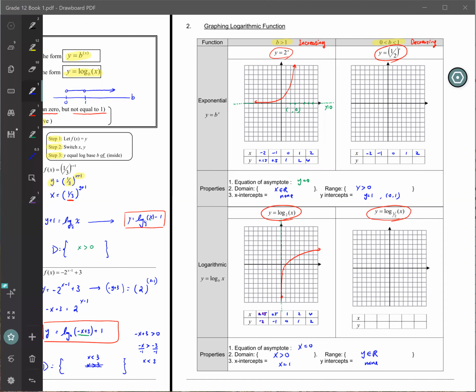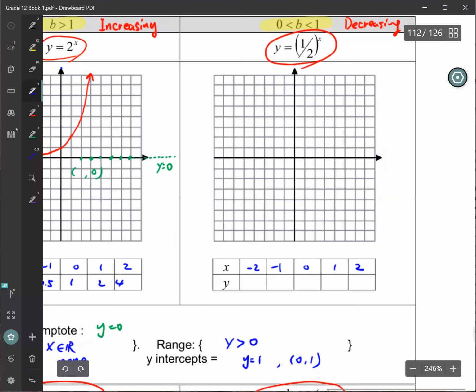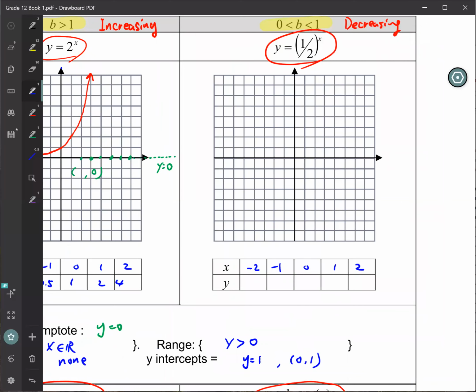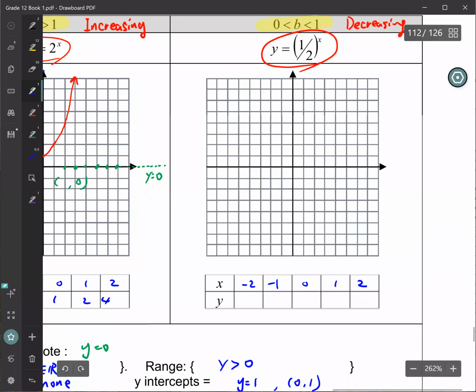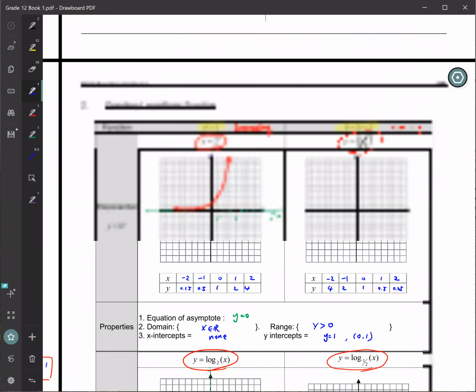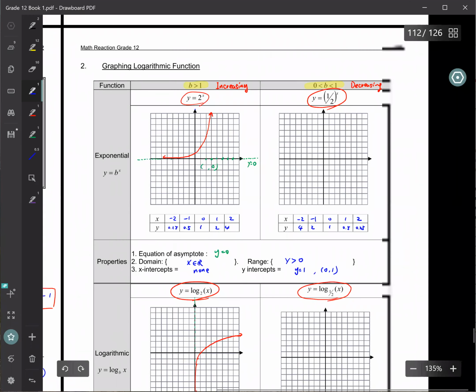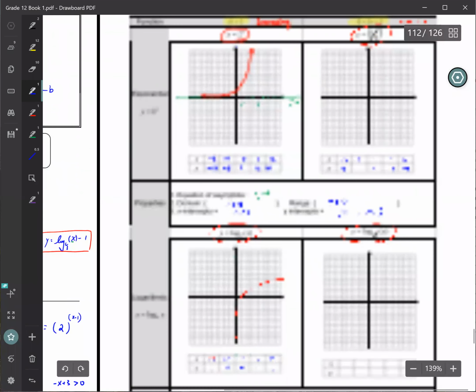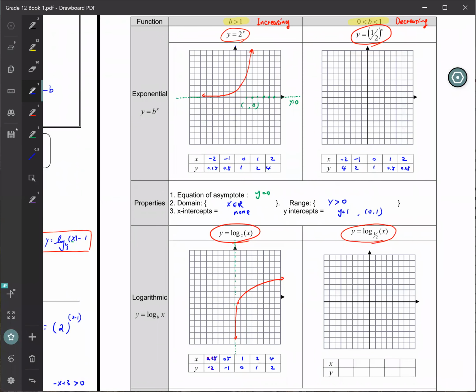Okay, I want to check the values for table. Okay, Tiana, can you tell us your y values? 4, 2, 1, 0.5, 0.25. Yep, very good. Okay, so it's the other way around compared with the increasing. So right away, you could get the table for the inverse, right? Because they're upside down.